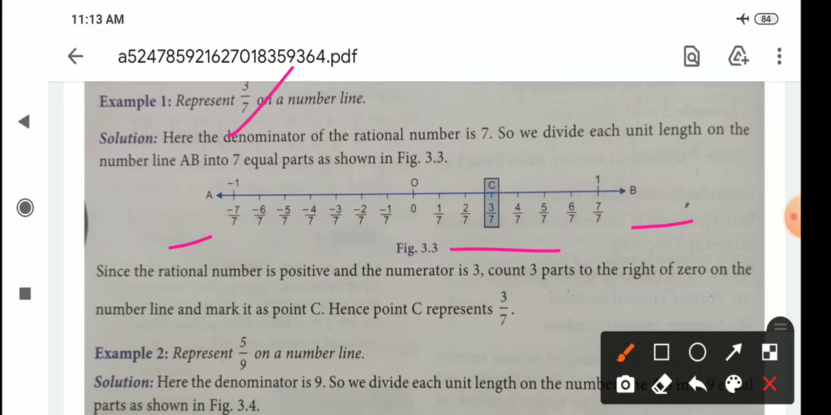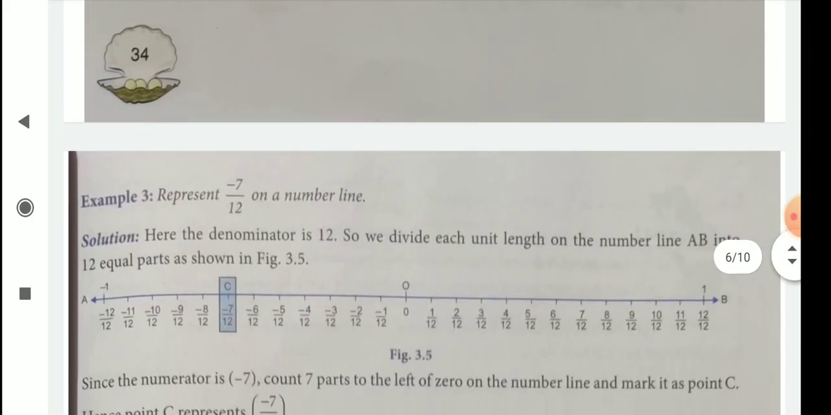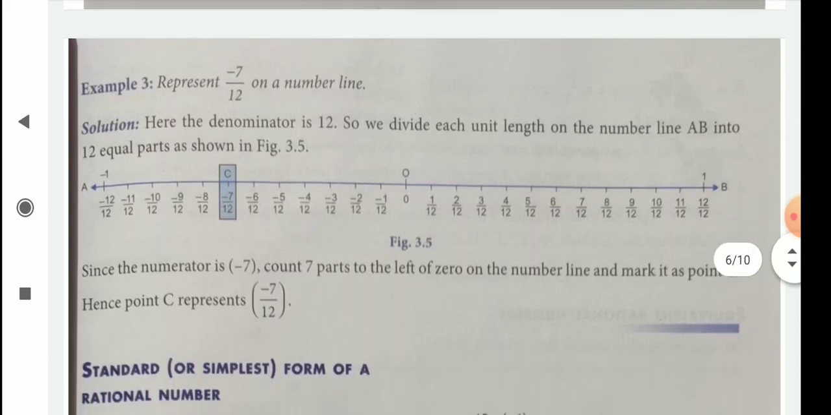Like this. First we see 3 by 7 is a positive rational number, so on the right side of 0, we find that number. So we divide into 7 parts, 1 by 7, 2 by 7, 3 by 7, like this we divide. So we get this required number 3 by 7. Okay, like this we find out 5 by 9. Then minus 7 by 12 is a negative rational number, so we find this on the left side of the 0.